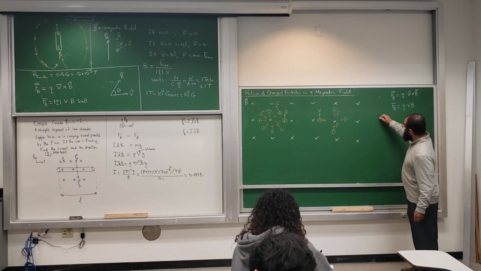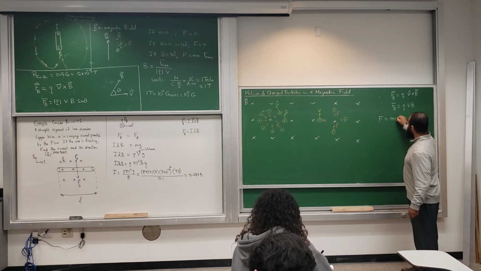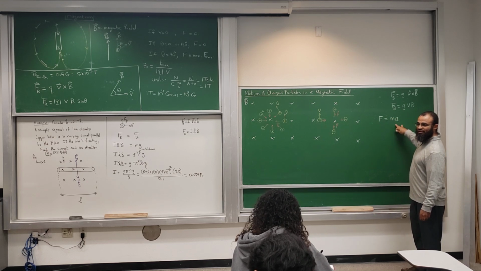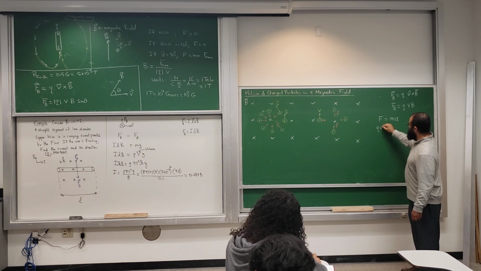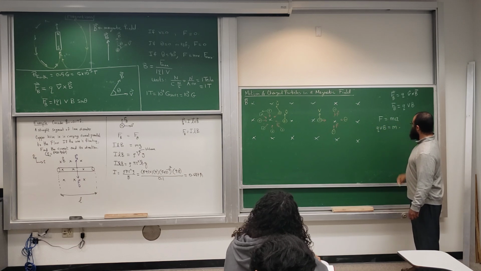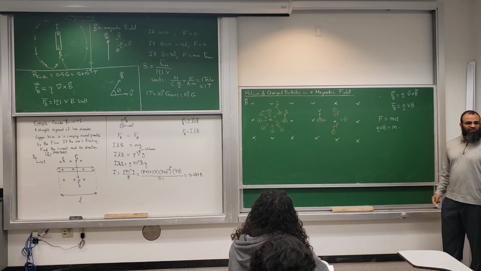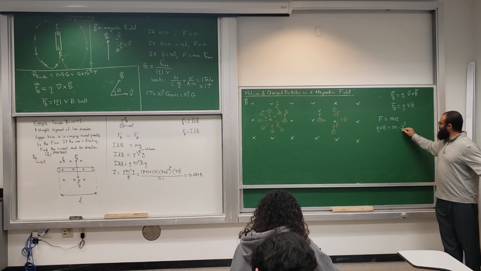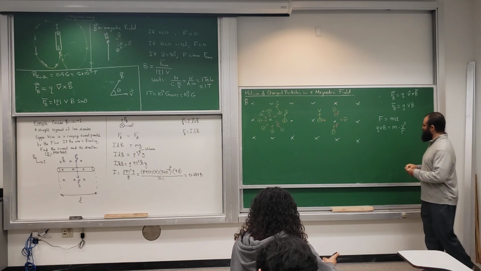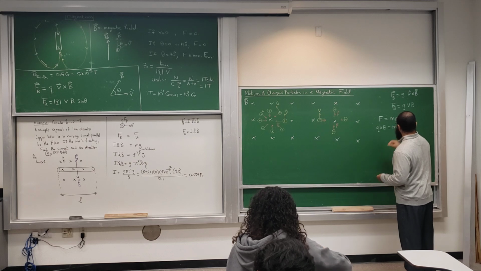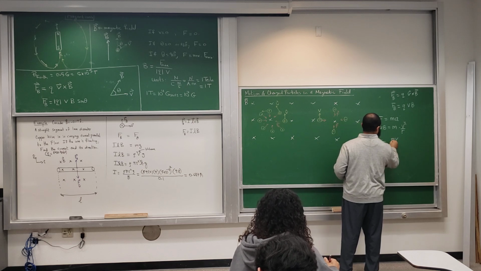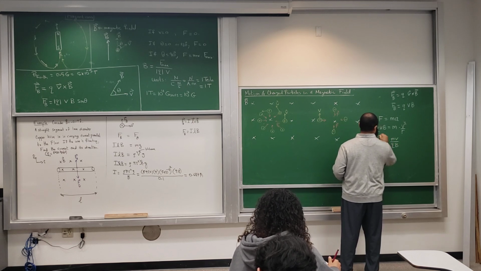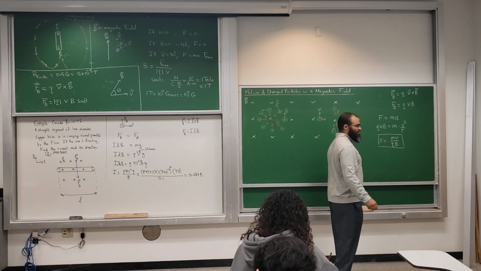Now I'm going to apply Newton's second law. F is equal to mass times acceleration. The net force on an object is equal to its mass times its acceleration. The only force here is the magnetic force, and that magnetic force has this magnitude, QVB. If you have uniform circular motion, what's the acceleration? V squared over R, where R is the radius of the circle. So we get R equals mV over QB. This is for the circular motion, right?